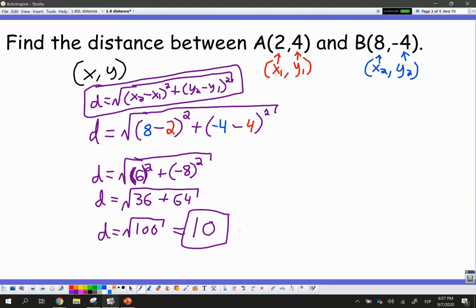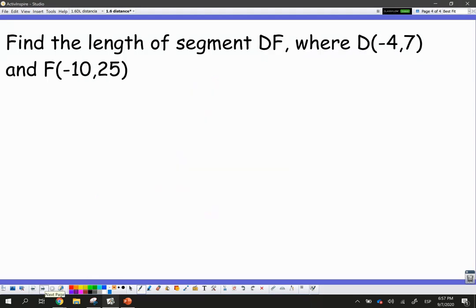Let's take a look at one more example. Now this example, I will do it all on Desmos calculator so that you can see how I break this down bit by bit. That way if I have a radical that I need to simplify, I can do that on Desmos as well. So let's start with the question. Find the length of segment DF, where D is (-4, 7) and F is (-10, 25).